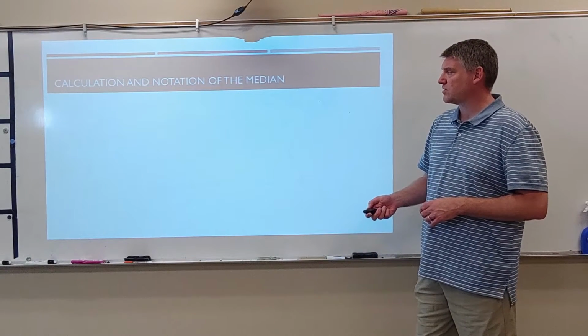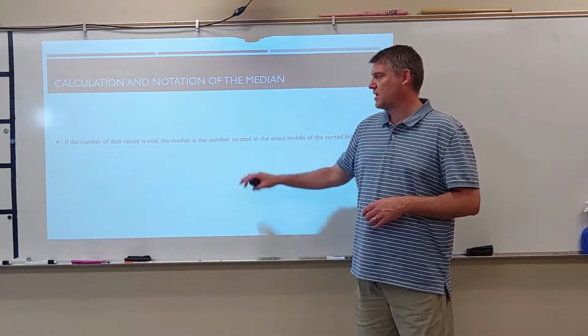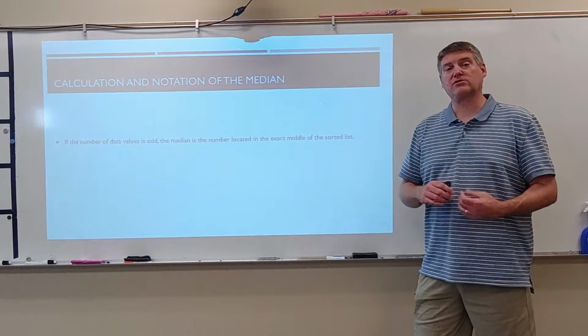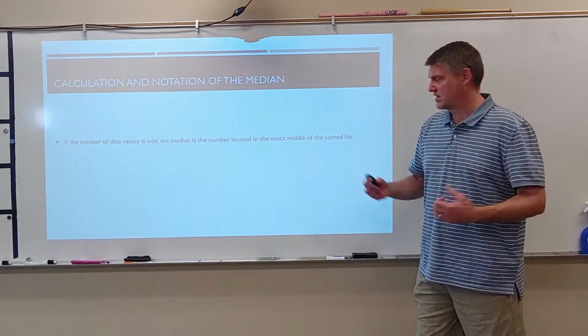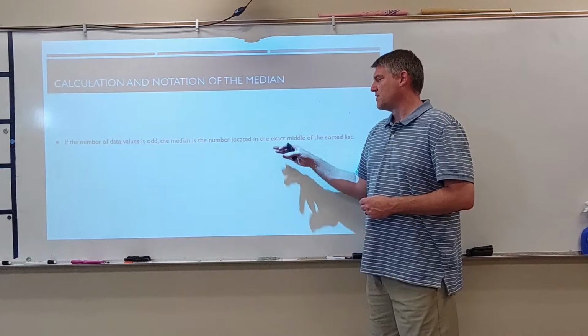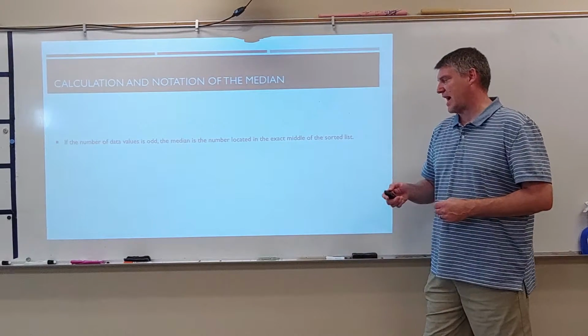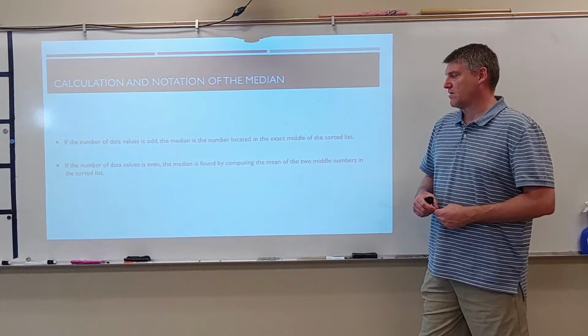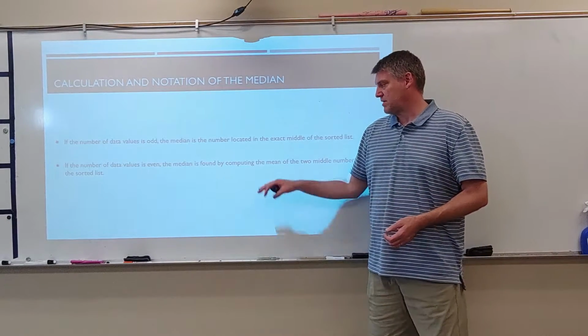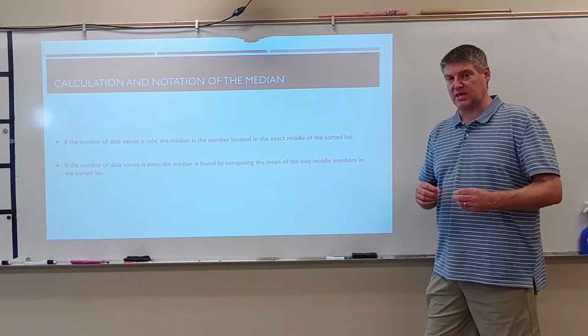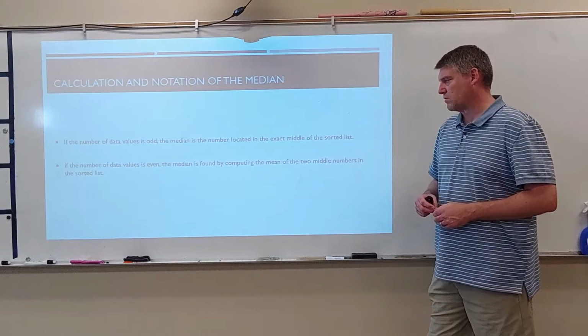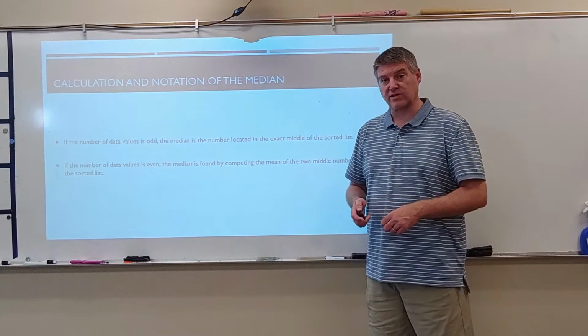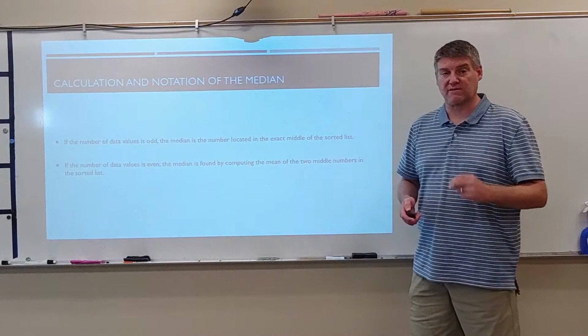Calculation and notation for median. If the number of data values is odd, so we have 5, 7, 9, and so on, the median is the number located in the exact middle of the sorted list. If the number of data values is even, the median is found by computing the mean of the two middle numbers in the sorted list. So you take the two middle numbers and find the mean.